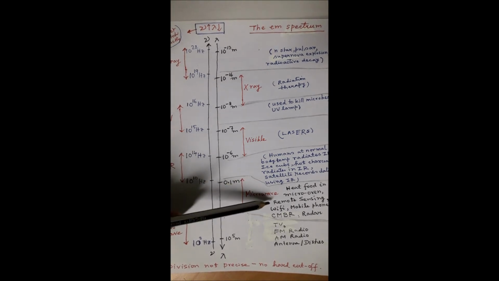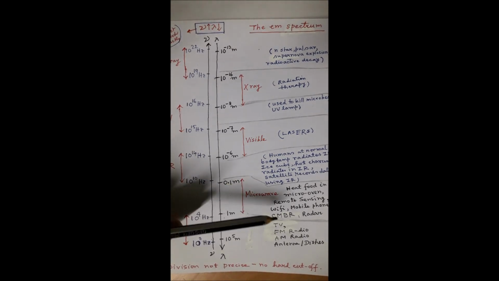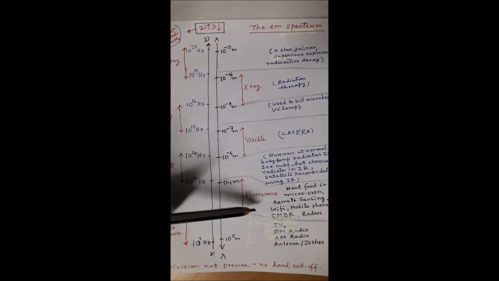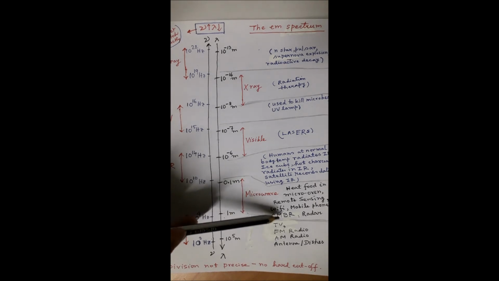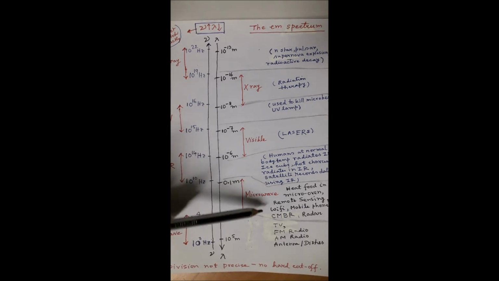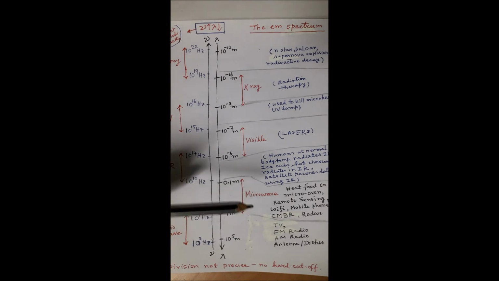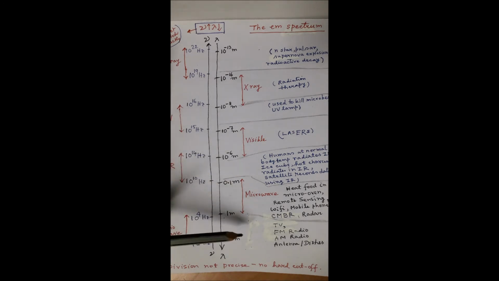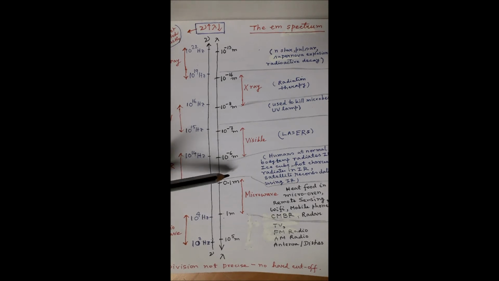Also remote sensing, Wi-Fi, mobile phones, and radar operate in this region. And CMBR, meaning cosmic microwave background radiation, also falls in this region. CMBR is a relic of the radiation that once dominated this universe just after the Big Bang. We will not go into details of these here. Just a passing comment is being made.